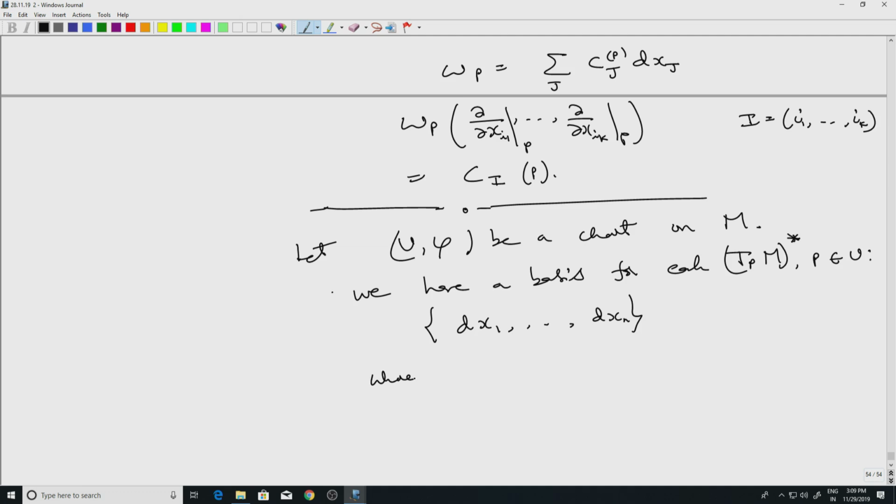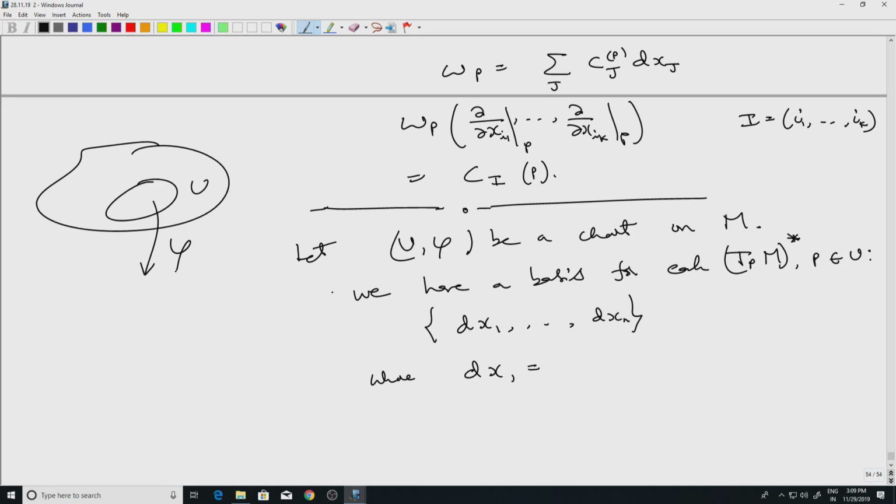where, just like for vector fields, when I write dx1, what I mean is: this is U and this is phi, mapping to something in Rn. Here I have dx1 on Rn, and what I'm doing is I'm just pulling these back, so phi upper star of dx1, etc.